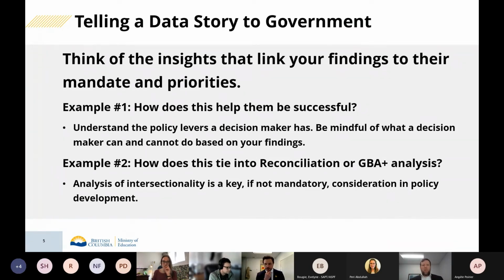Think of insights that link your findings to their mandate and priorities. And this might be a quick transition to Jeremy just in a minute here, but the key message for me on this one is empathy. Whether it's elected officials that have a political mandate or deputy ministers, ADMs, we all have pressures in our world of what we're trying to achieve. And if you really understand that, the relationship link you can have with another human being when presenting information, and that you're understanding what they're trying to achieve, goes a long, long way.